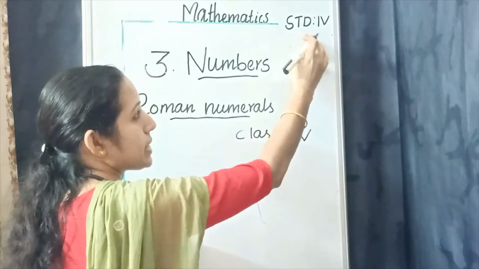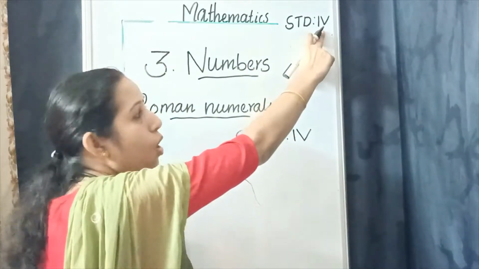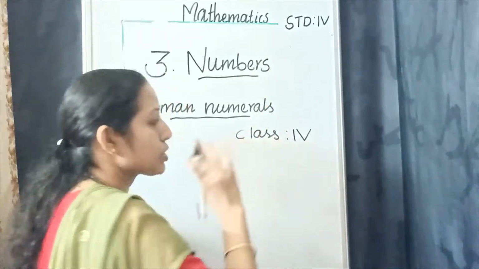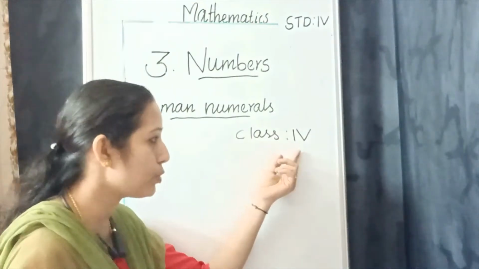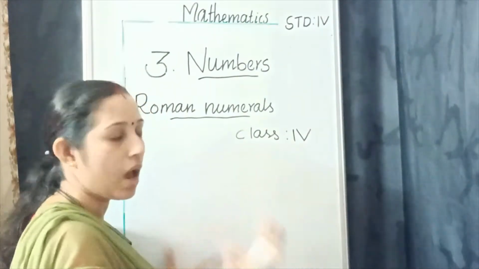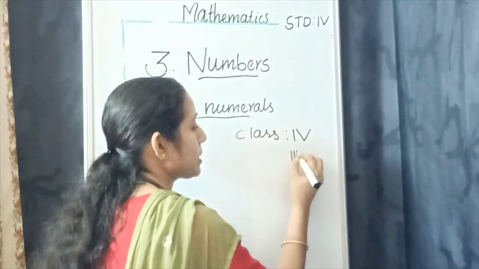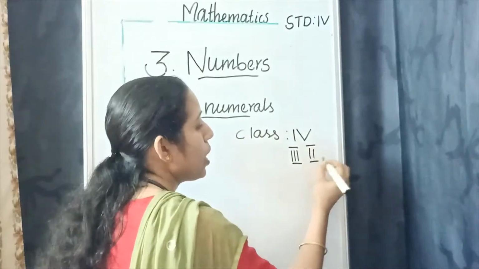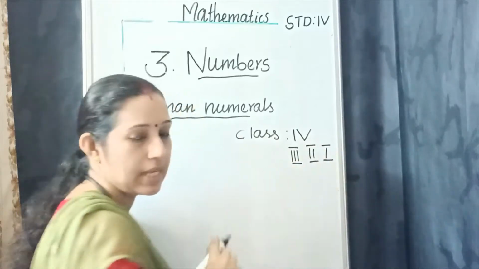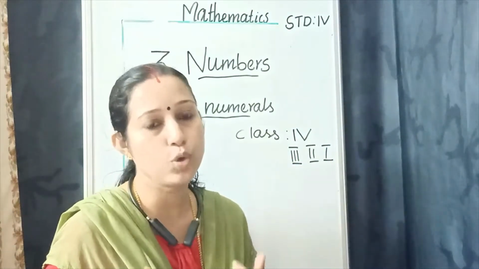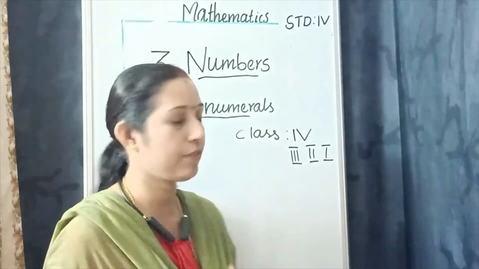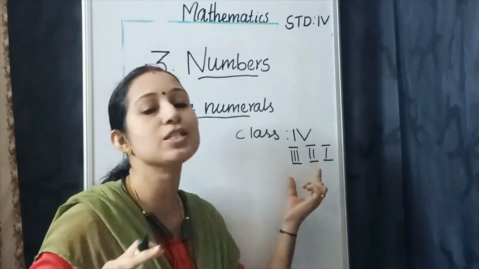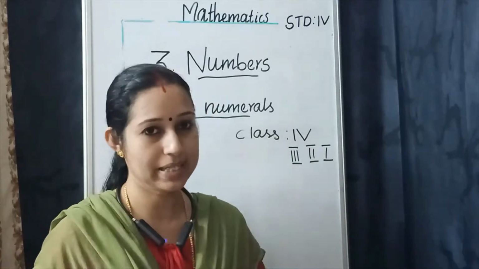To write standard 4, I also use this symbol, IV. So instead of 4, sometimes we use this symbol. To write class 3, we sometimes use this symbol, and to write class 2 and class 1, we use these. While naming your notebook, to write the class and division, sometimes we use these symbols instead of numbers. So these all are Roman numerals.